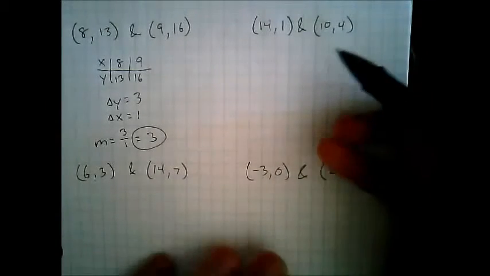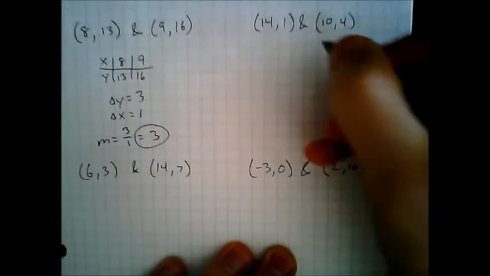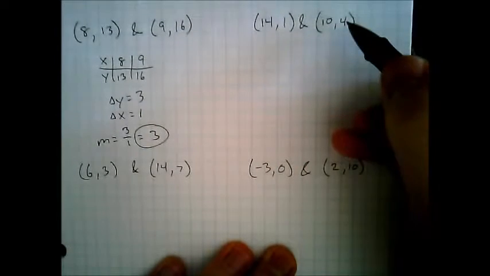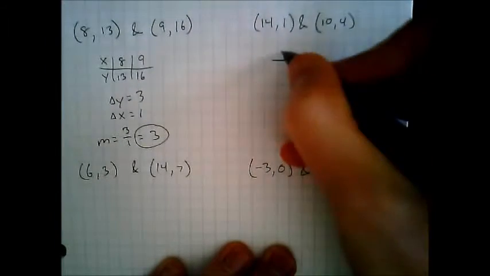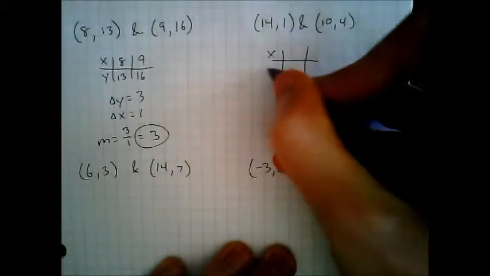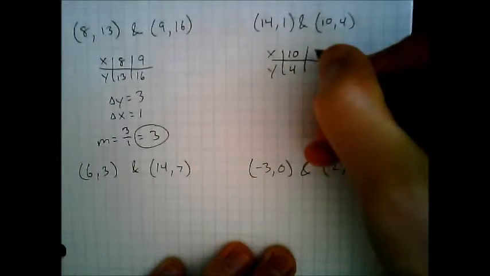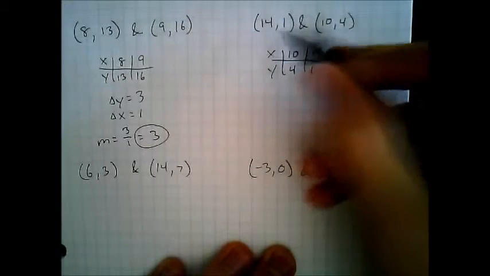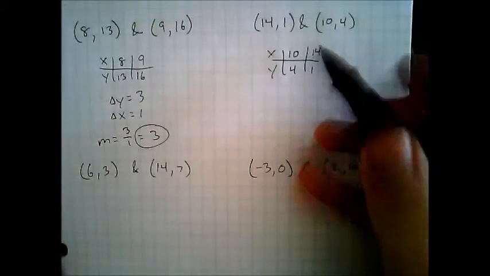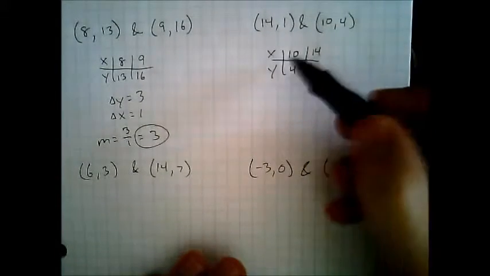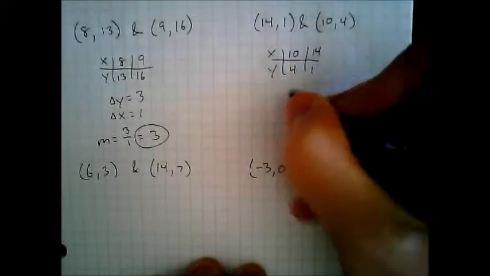Okay, the example on the right, figure 14 has 1 tile and figure 10 has 4 tiles. So we want to ask ourselves, how do we get from 4 tiles being in figure 10 to 1 tile being in figure 14? How is this pattern changing? Figure 10 has 4 tiles, figure 14 has 1 tile. That's what these 2 points mean. And when you're putting them into a table, you just want to make sure you're going from the first figure to the next figure. Your x's want to start with the smallest and get bigger. We're going from figure 10 to figure 14.